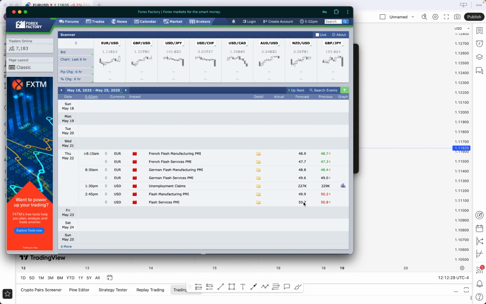Let's do a quick outlook on what I'm going to be expecting in the markets, EUR/USD specifically, for this coming week. First of all, we want to go into forexfactory.com. We want to check for high impact and zero impact news.